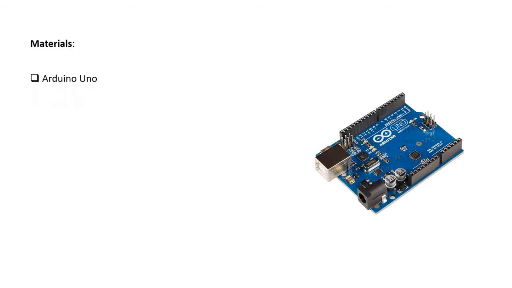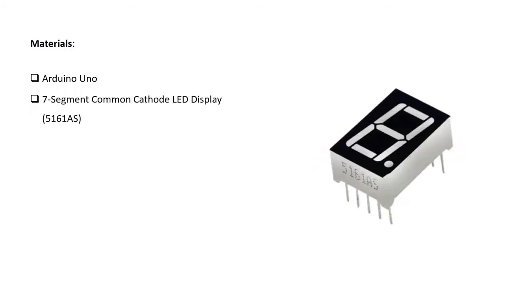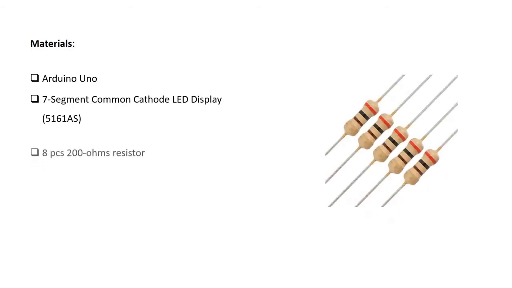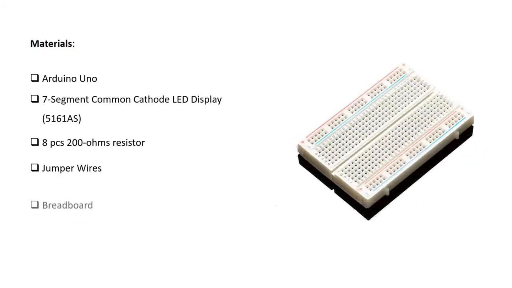We need to have the Arduino Uno, a 7-segment Common-Cathode LED display, 8 pieces 200 ohms resistor, jumper wires, and breadboard.